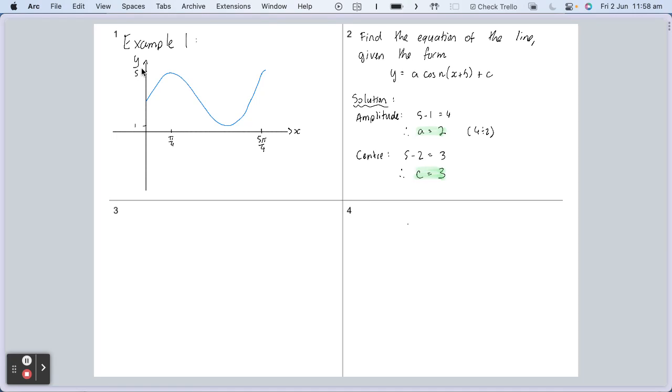What do you think? Is that okay? Just to confirm, if I had taken this value, the trough, the minimum, which is 1, and added 2, I would also get 3. So 5 minus 2 is equal to 3. 1 plus 2 is equal to 3. So that's why the centre and the vertical translation is 3.